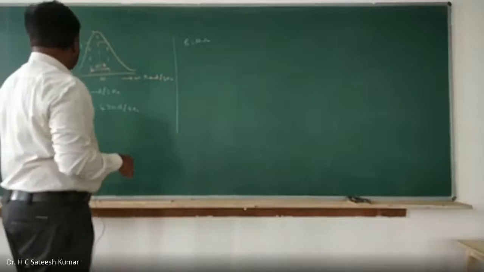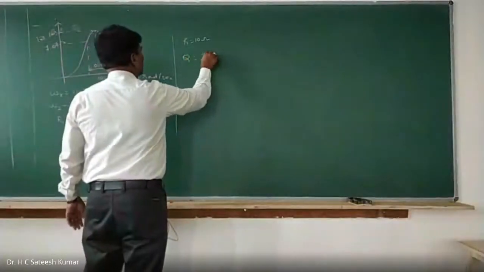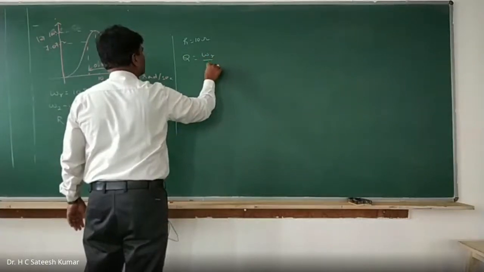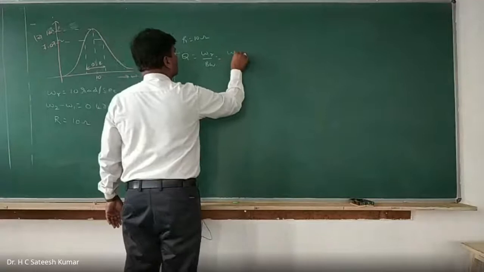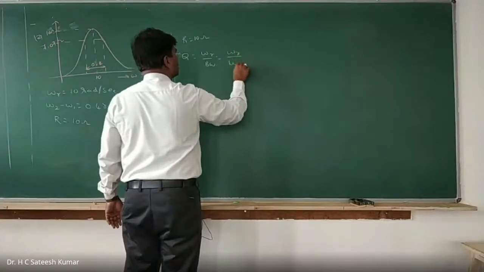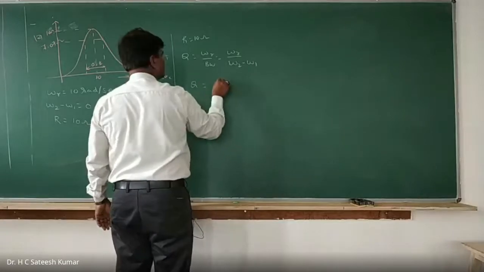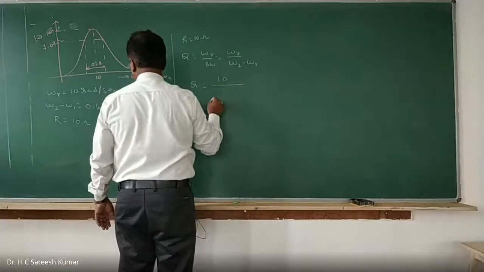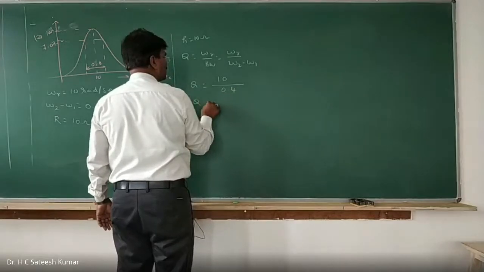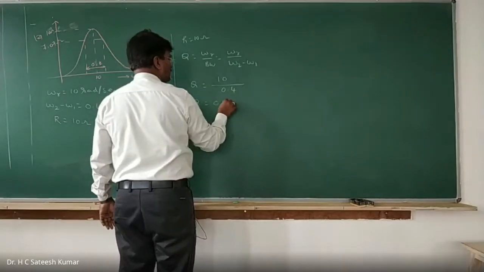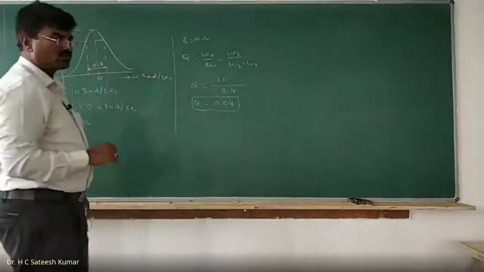Now, what else is he asking? Q, you can calculate Q. Q is equal to omega R by bandwidth, that is nothing but omega R divided by omega 2 minus omega 1. Therefore, Q is equal to omega R, which is 10, divided by omega 2 minus omega 1, which is 0.4. So therefore, Q is equal to 0.04. We got Q as 0.04.